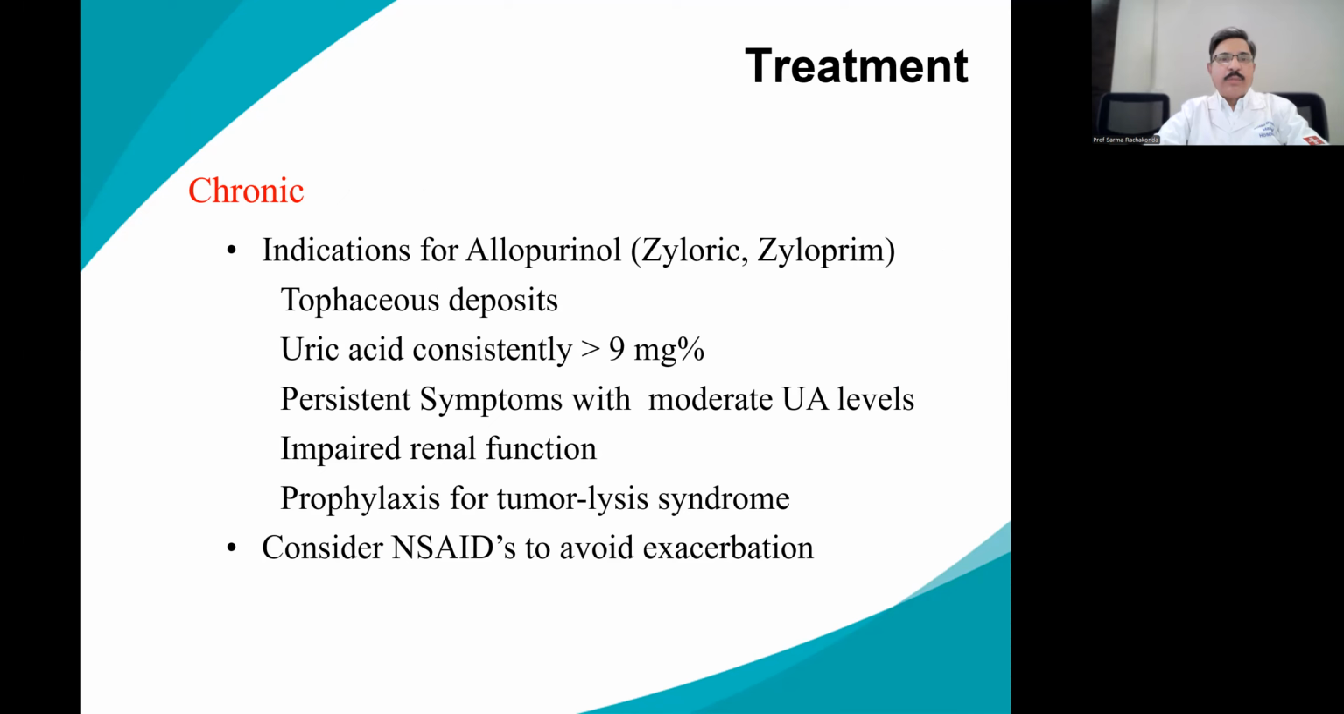Now, treatment of chronic disease. Allopurinol is the treatment here; there is no colchicine, no NSAID, because we are treating the gout chronically. The indications: tophaceous gout, uric acid consistently more than 9, persistent symptoms with moderate uric acid levels, impaired renal function, and prophylaxis for tumor lysis syndrome. Consider NSAIDs to avoid exacerbations.